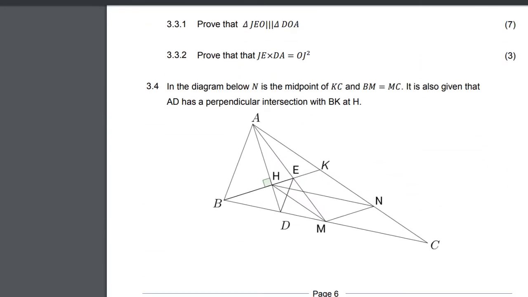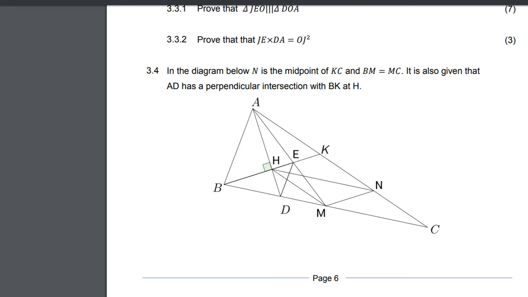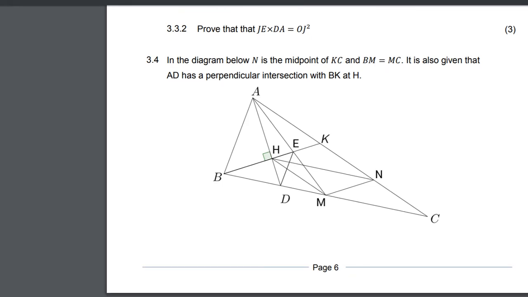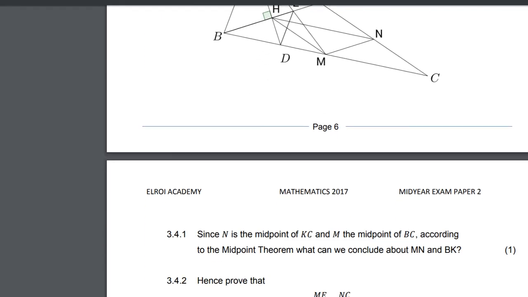Okay, in the diagram that they give us, N is the midpoint of KC. BM is equal to MC, so this is also a midpoint. So this is a midpoint, that's a midpoint. It is also given that AD has a perpendicular intersection with BK at H. So AD intersects BK perpendicularly at H. And that's it. That's the information given.